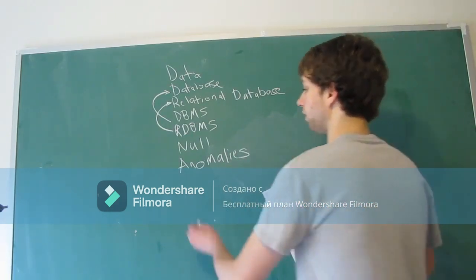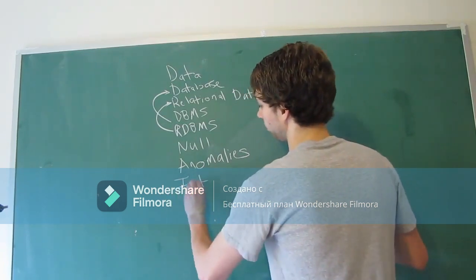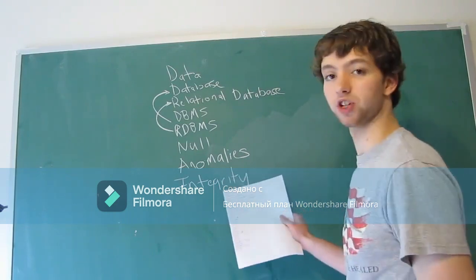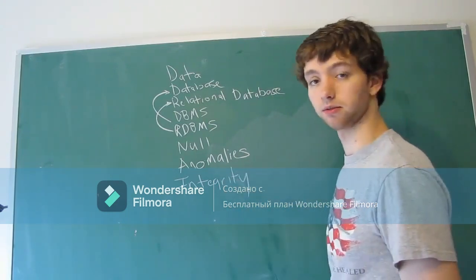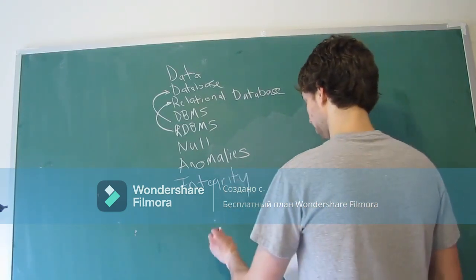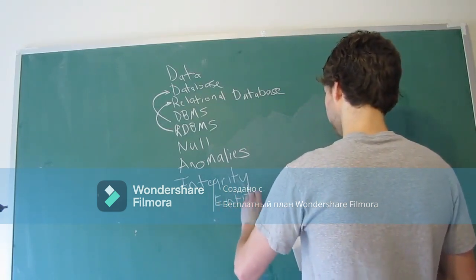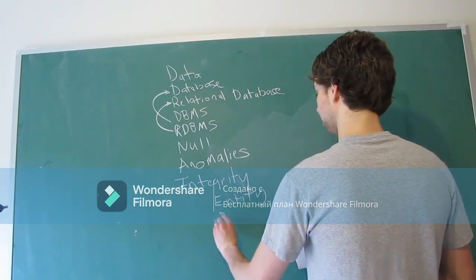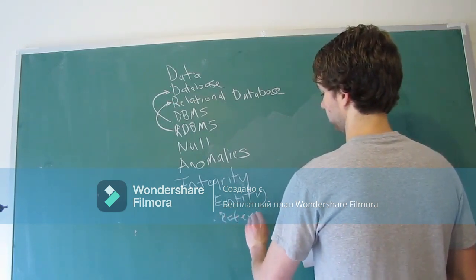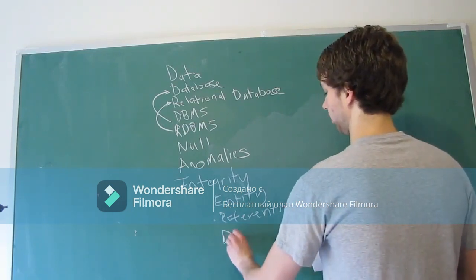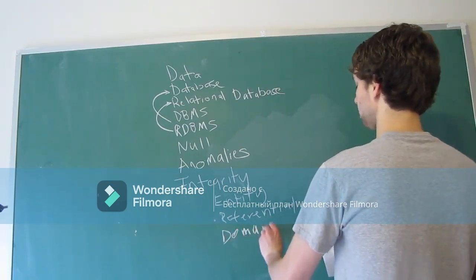The other one is integrity. We implement database integrity to protect against anomalies. So we went over 3 different kinds of integrity. We went over entity integrity, we went over referential, and we went over domain. Real quick what these are.